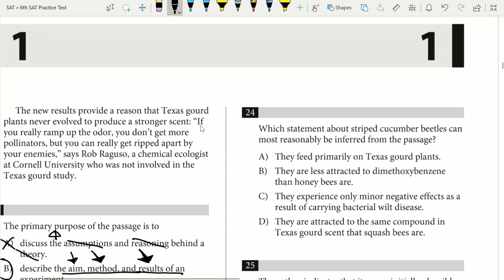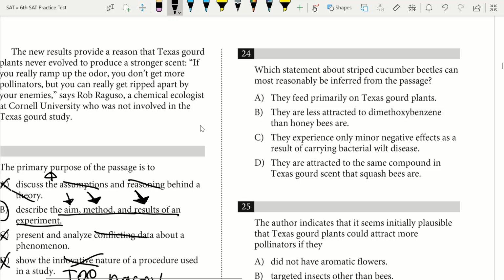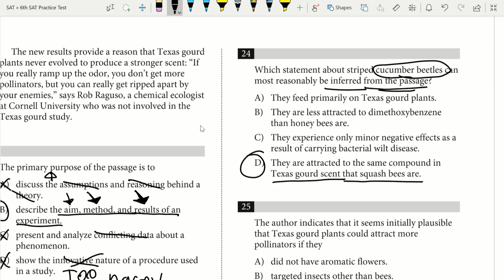24, which statement about striped cucumber beetles can be most reasonably inferred from the passage? All right, if we think about those striped cucumber beetles, what we really think about is how they are attracted to that same compound that those Texas gourds release for those squash bees. So those squash bees and those cucumber beetles are both attracted to that scent that those Texas gourds are giving off. Okay, so D would be our answer there. We strongly suggest that throughout the passage, so that would definitely be what can be inferred.